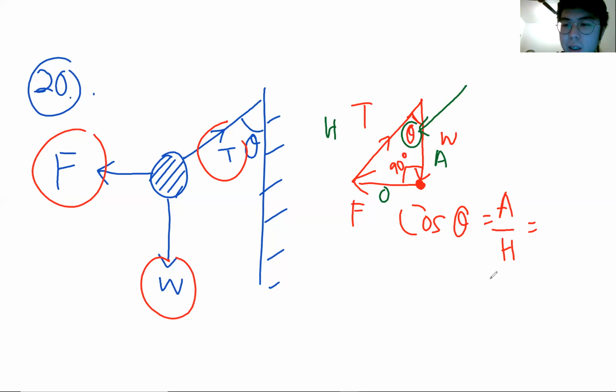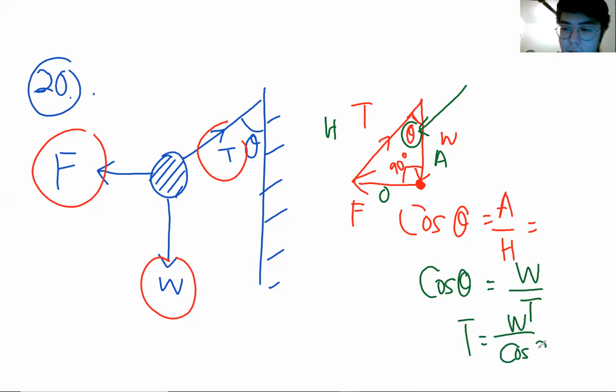So cos theta equals W divided by T. So T equals W divided by cos theta, and this is your answer for tension. So you can actually calculate the actual value of it given the weight and the angle of the system.